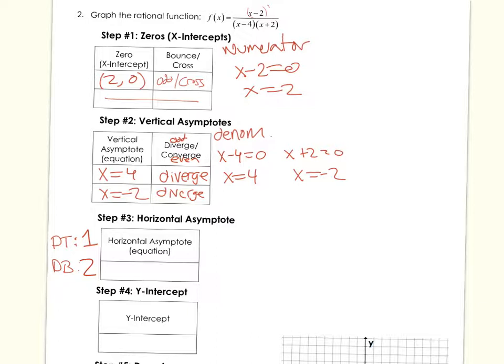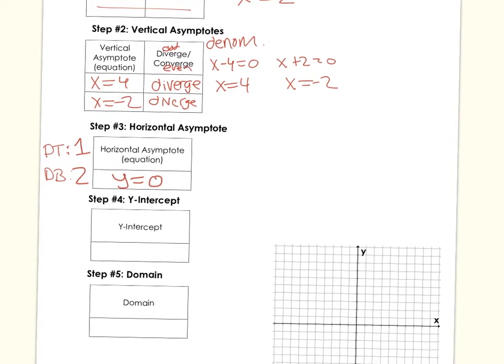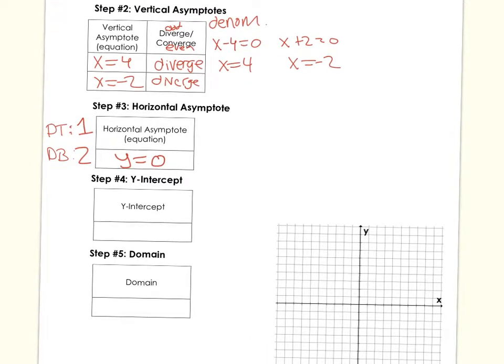Okay. And if you remember back on our previous page, the rule was if the degree of the top is smaller, then automatically I get y equals 0 as the horizontal asymptote. Almost done here. Y-intercept. Rule for y-intercept, plug in 0.